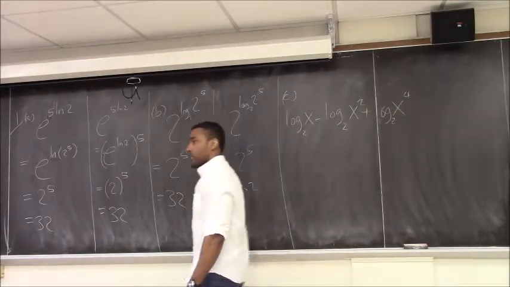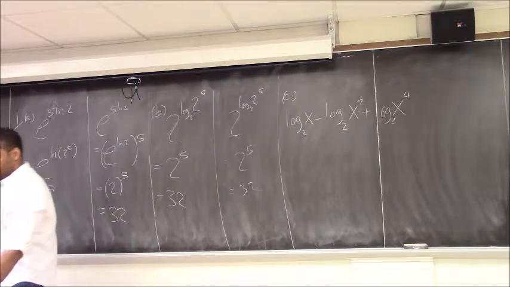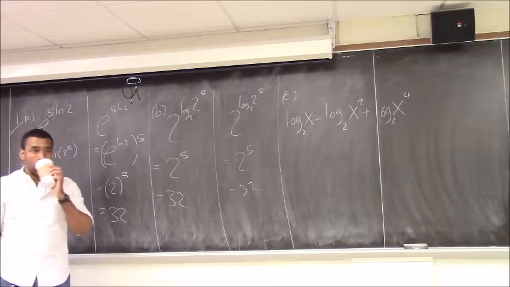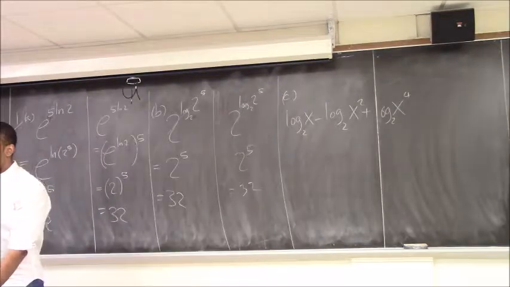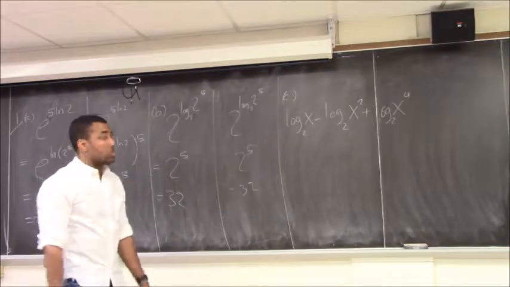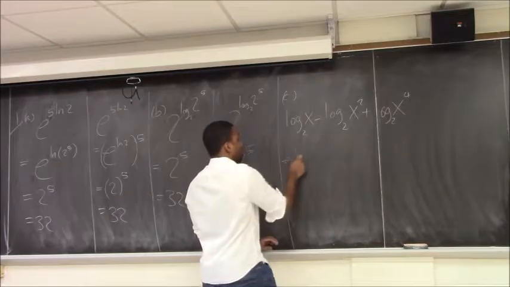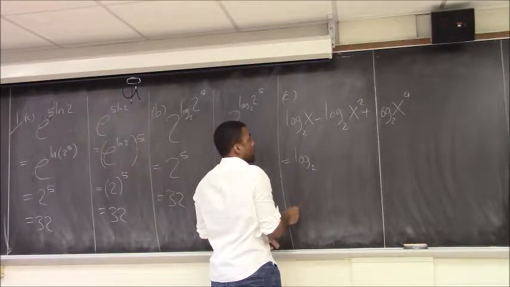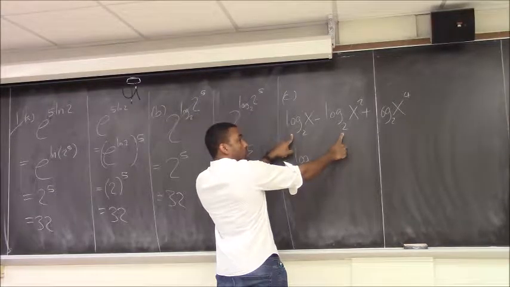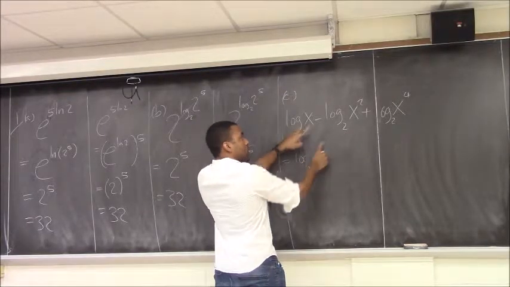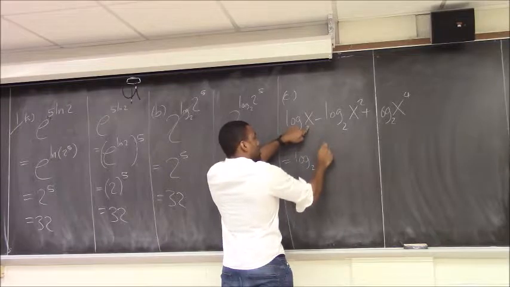Combine the logs. What do we do? Log base 2, and then in parentheses, x divided by x squared. Okay, so here's a subtraction of logs. We have a rule for that. It means there's a division of these two things.